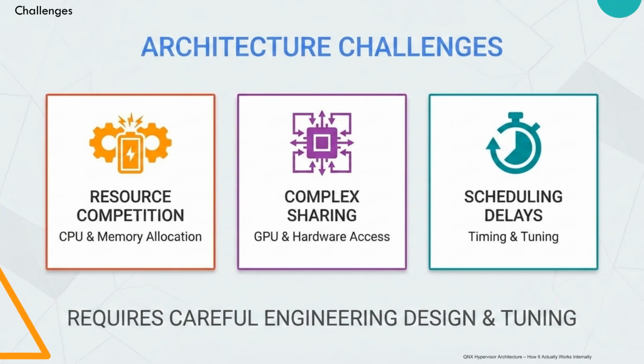Even with this architecture, challenges exist. If resources are not properly allocated, systems may compete for CPU or memory. Sharing complex hardware like GPU is difficult and needs careful handling. Scheduling must be tuned correctly to avoid delays. These are engineering challenges that need careful design.